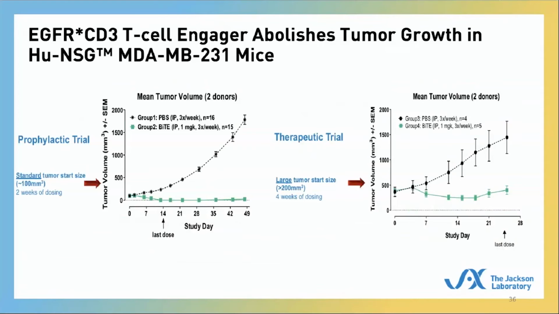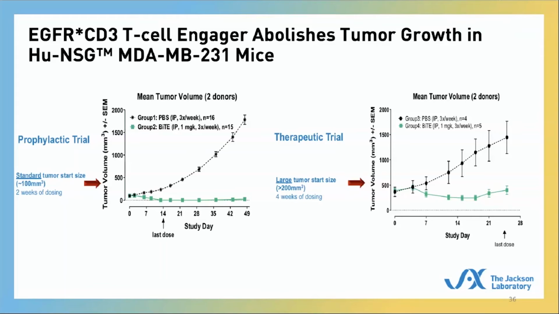And the difference is just that for the prophylactic trials, we started dosing with the EGFR-CD3 BiTE when the tumors were really at a volume of 100 millimeters cubed, whereas for the therapeutic trial, we let the tumors get really, really bigger before we initiated treatment.